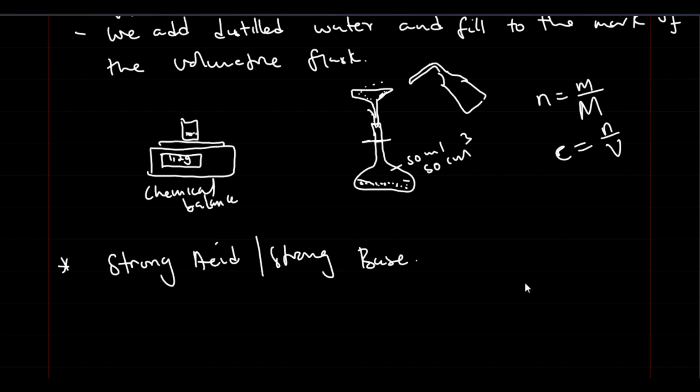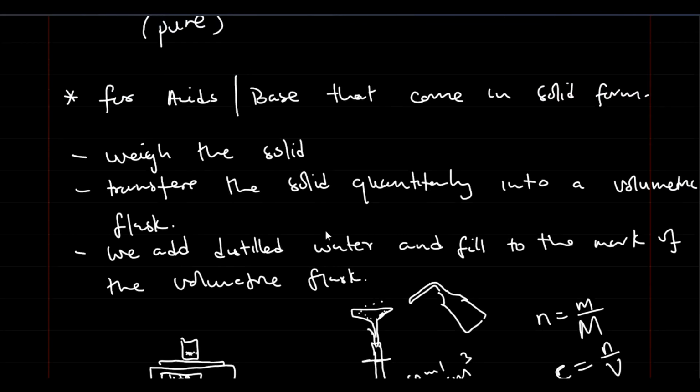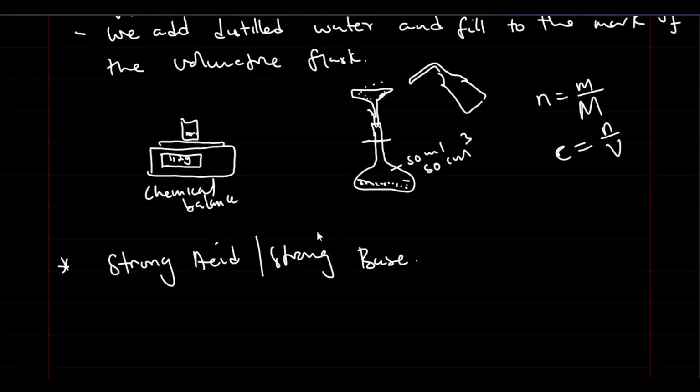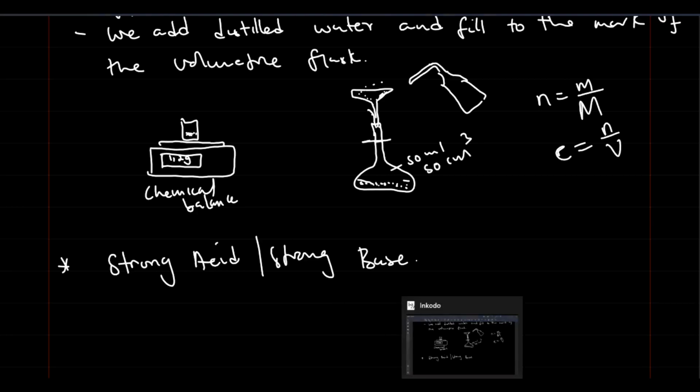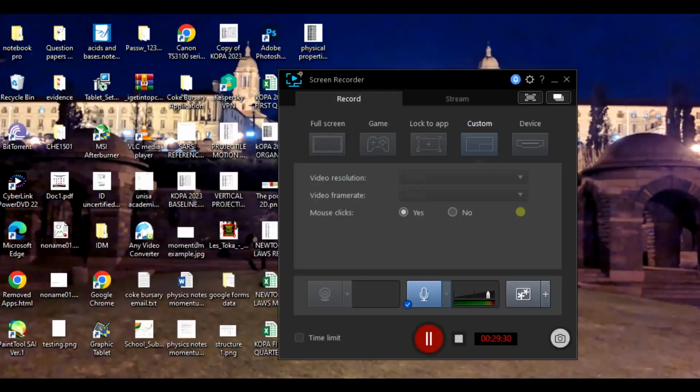But if it was an acid or base that was found in liquid form, what we would do is record its volume, and then we will have to dilute it so that it will be available in a larger quantity, and then we calculate concentration. We'll go to dilutions in a few moments.